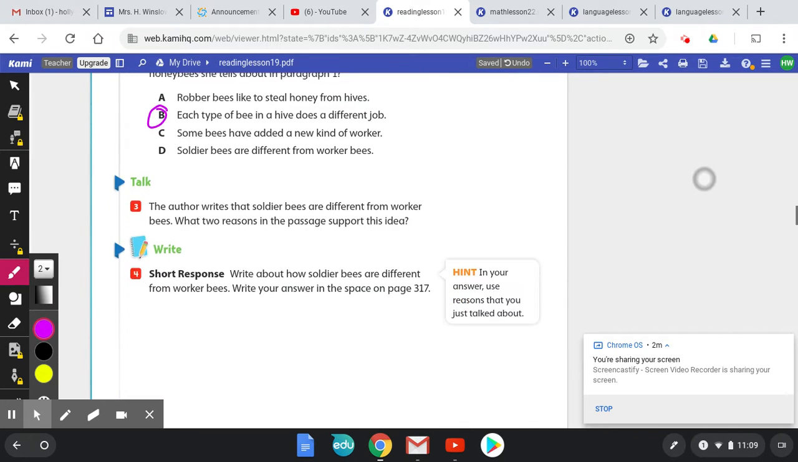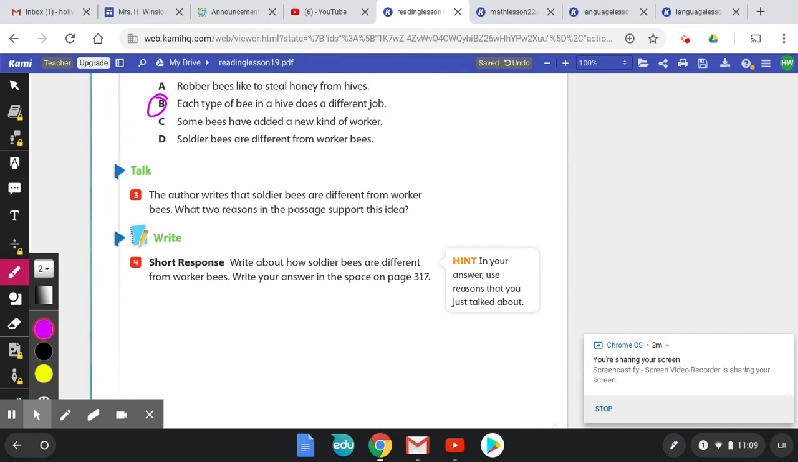All right, number 3 says to talk about it. The author writes that soldier bees are different from worker bees. What 2 reasons in the passage support this idea? And this is where you should be talking through this and thinking about it. Think about what were the reasons that supported that the soldier bees are different from the worker bees? How did they talk about them differently? Go back to your story and point that out.